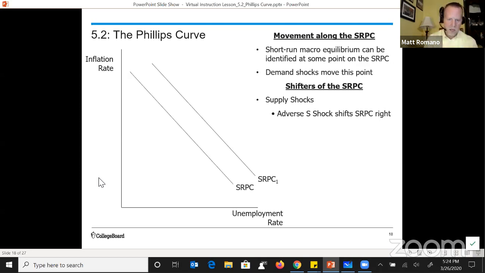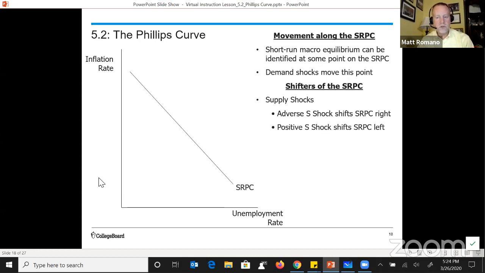So make that connection in your mind. When we see SRAS shift to the left, we're going to see the SRPC shift to the right. A positive supply shock, if the short run aggregate supply curve were to shift to the right, well, then that's going to be reflected by a leftward shift of the short run Phillips curve. So again, this is something that's very simple to commit to memory. These are mirror reflections of one another. When aggregate supply shifts one direction, SRPC shifts the other direction.